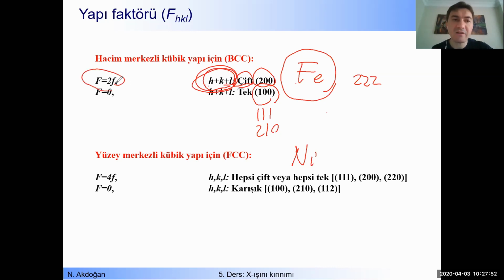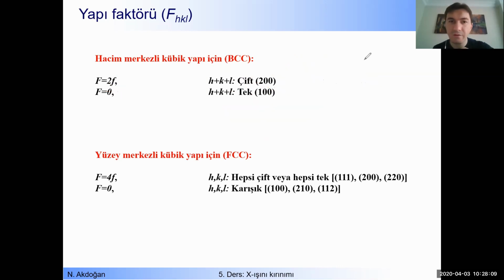Then we have a certain structure factor, which is given by 2F. And in case of odd numbers, F is 0, okay? You cannot get any X-ray diffraction signal from those surfaces of the iron. So do you have any question here in that part? If not, let me continue.